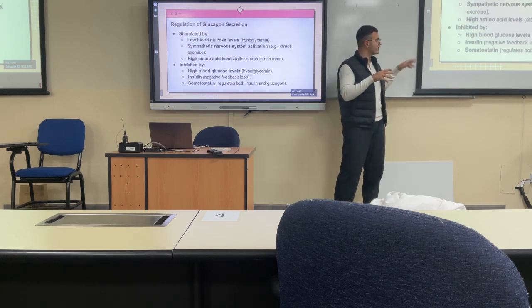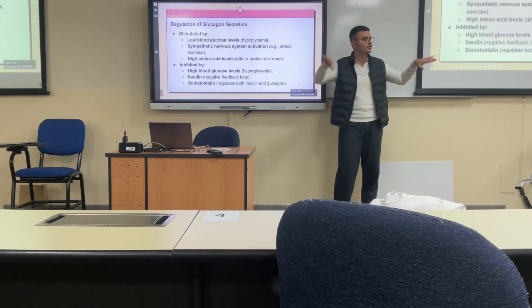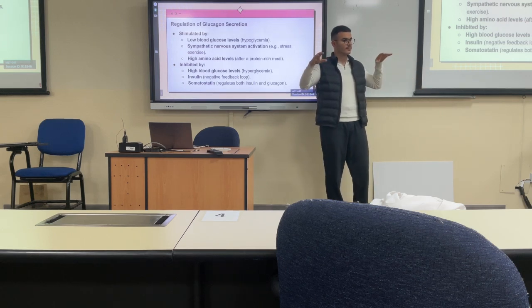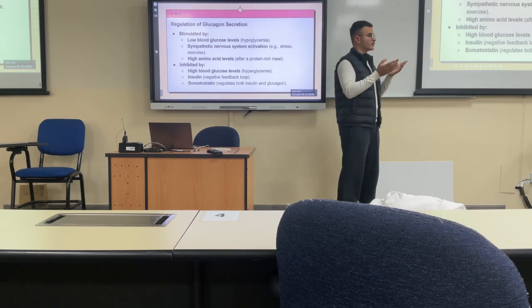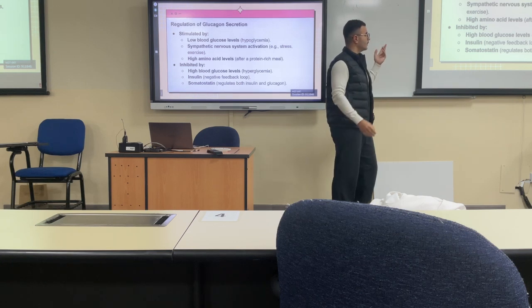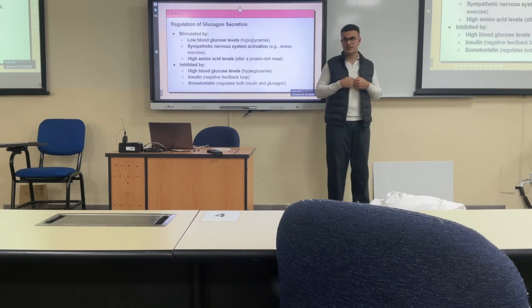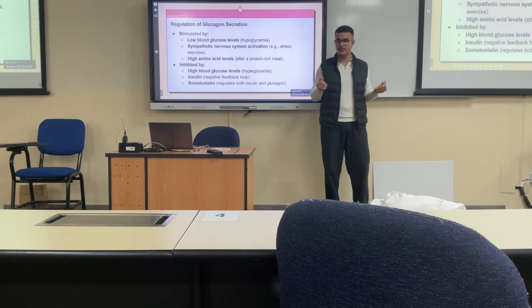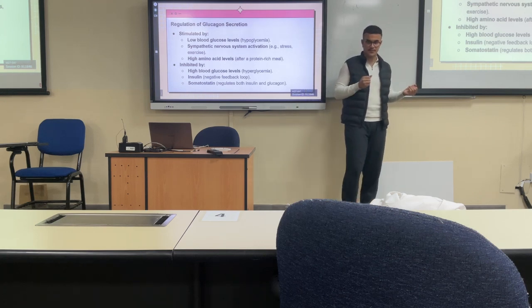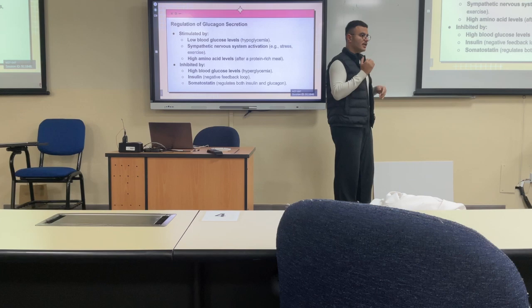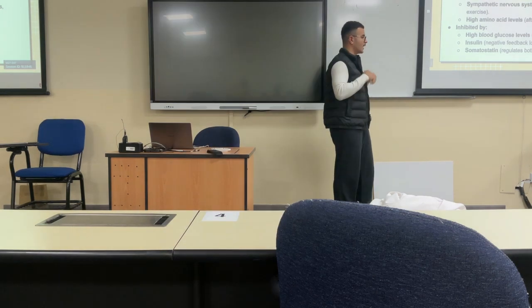On the other hand, we're going to see how insulin tries to hide these sources away from making glucose, okay? So high amino acid levels, especially after a protein-rich meal, is going to stimulate glucagon, okay? What is it inhibited by? The opposite. High blood glucose levels.